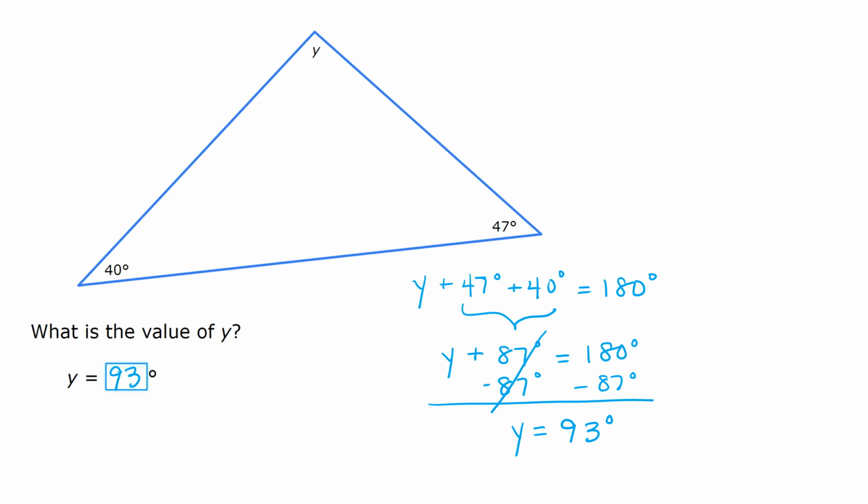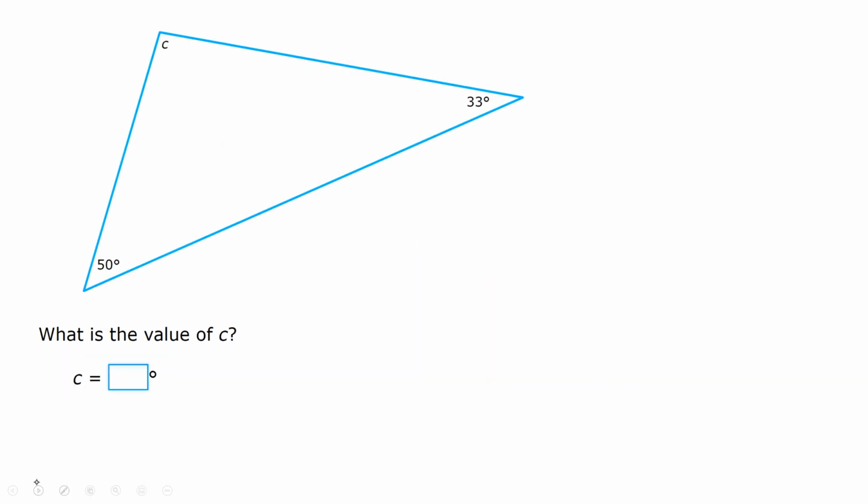And if you want to check it, go for it. 47 plus 93, 7 plus 3 is 10. So 47 plus 3 is 50, plus 90 is 140, plus 40 is 180. That's how I check in my head.